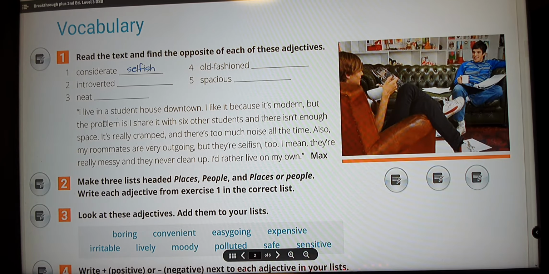If we look at the article, I live in a student house downtown. I like it because it's modern. Modern, new style. So it's the opposite of old-fashioned. So the opposite of old-fashioned is modern. But the problem is I share it with 6 other students and there isn't enough space. There isn't enough space. It's really cramped.